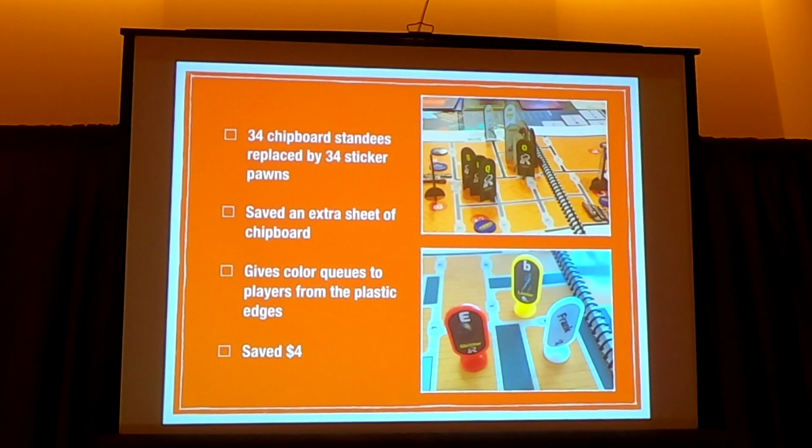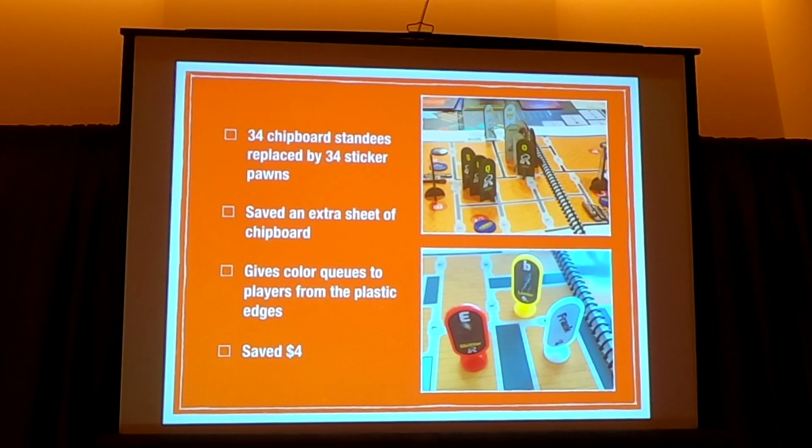Had 34 chipboard standees in addition to those 500 chits that I told you about before. The standees were the pawns. Eventually they might get replaced with miniatures, I don't know. That's a production decision once I figure out who the publisher is going to be. But the point is, for now, by getting rid of those standees and replacing them with sticker pawns, I was able to get rid of a whole other sheet of chipboard, saving me $4 per copy on my prototypes going forward. That's a pretty big deal.